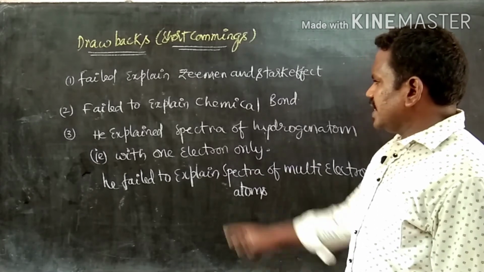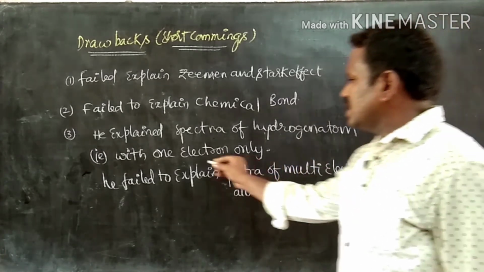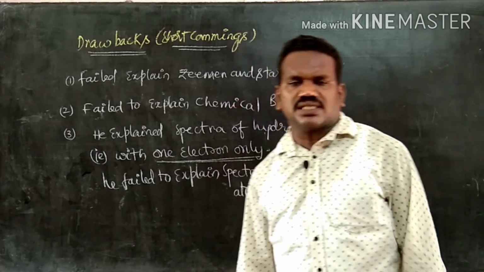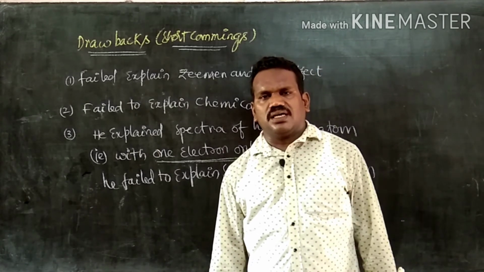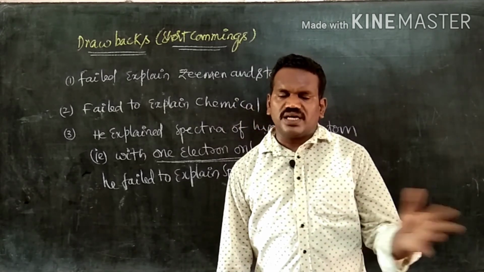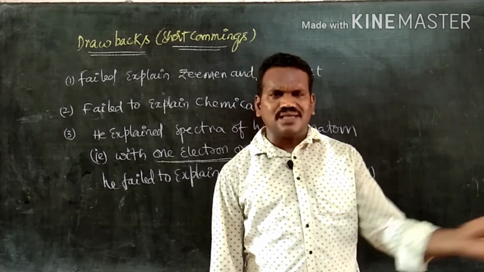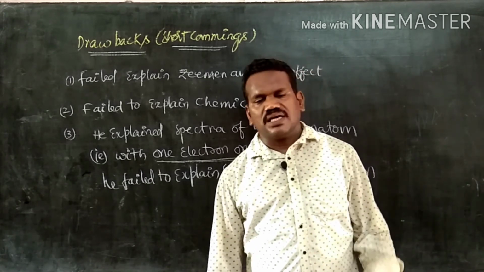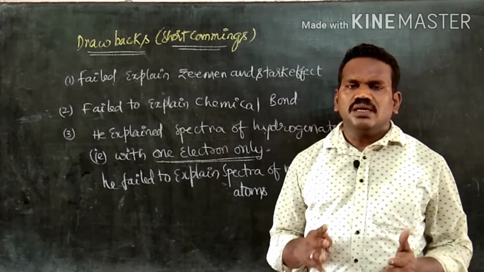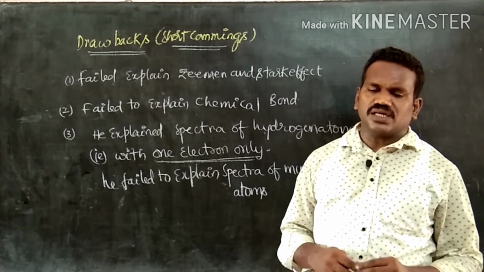In the third case, it explained the spectra of the hydrogen atom, only the spectra of the hydrogen atom, because the hydrogen atom contains only 1 electron. That means the Bohr atomic model, though very successful, is able to explain only the spectra of atoms which have 1 electron. But in nature, different kinds of elements with different numbers of electrons exist. Helium has 2 electrons, lithium has 3 electrons, like that. Innumerable atoms have different numbers of electrons. It failed to explain the spectra of atoms with multiple electrons. These are all the drawbacks, or shortcomings, of Bohr's atomic model.